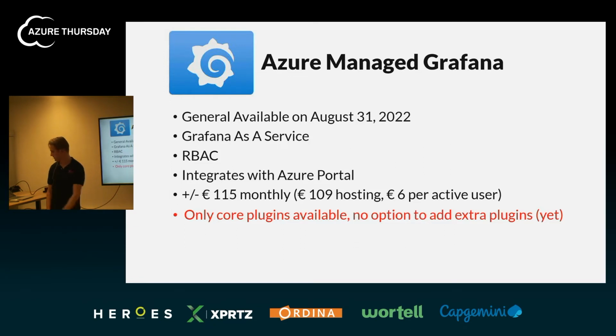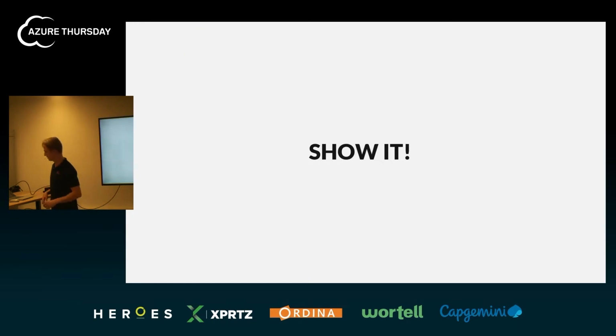One big disadvantage I see here is the plugins, which make it so nice to connect all kinds of data sources. We cannot add extra ones, and there's only a list of core plugins. The big ones are there, but for the fancier ones, for example the simple JSON plugin I want to use to import cost management data from Azure, it's not possible in Azure Managed Grafana as of yet. So that's a bit of a bummer, but still, I think it's worth a look. So I want to show the tool to you.